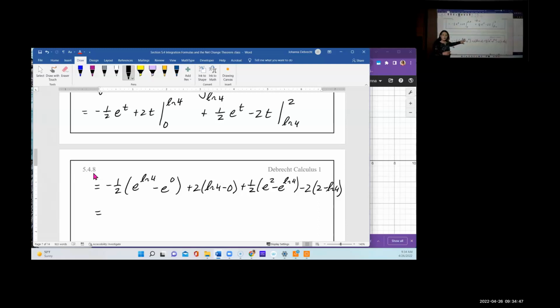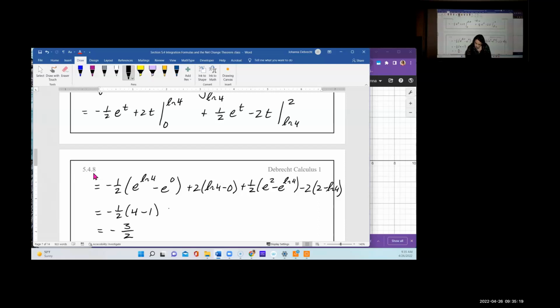So e to the natural log of 4, remember from college algebra that exponentials and natural logs are inverse operations. As long as there's no number between them in front of the natural log, they are inverse operations and undo each other. So we just get 4. So this gives me minus 1/2 times 4 minus 1, which is 3, which gives me a minus 3/2.